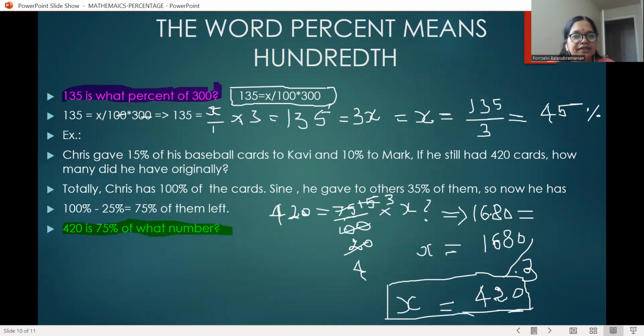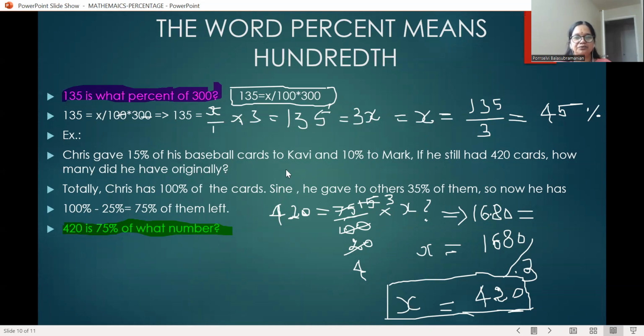Next example, 135 is what percent of 300? So first we have to make an equation for this one. 135 is equal to unknown value, right? Percent value we don't know, into 300. So you cancel these two zeros with 300. So we'll get 135 is equal to x divided by 1, into 3. So 135 equal to 3x. So x equal to 135 divided by 3, we will get 45%.